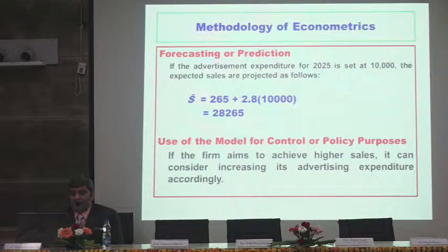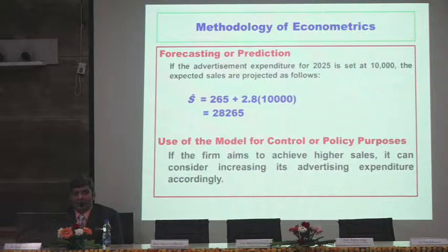Then we use the same result for forecasting or prediction. If the advertisement expenditure for 2025 is set at 10,000, then we are interested to know what would be the projected level of sale. So we put the value of E in bracket and multiply it by 2.8, and then we add the 265 and it becomes 28,265. So this is the projected sale for 2025. But actual sale may be different from this.